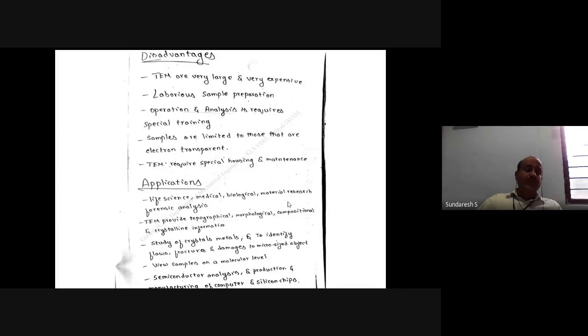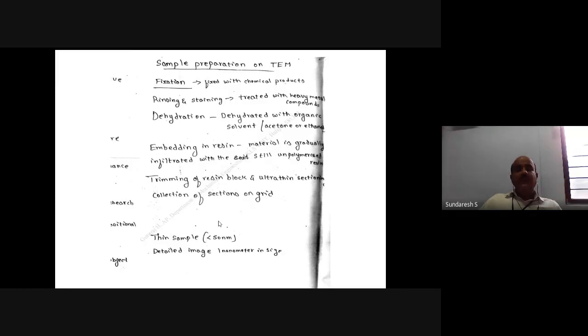So when we are carrying out research on materials, we may need information regarding the crystal structures, and we need to identify any flaws or defects, what kind of fracture is happening, and damages across the micro-sized object. And we can use samples on a molecular level, semiconductor analysis, and production and manufacturing of computer silicon chips. So these are some of the advantages and applications of transmission electron microscopy.